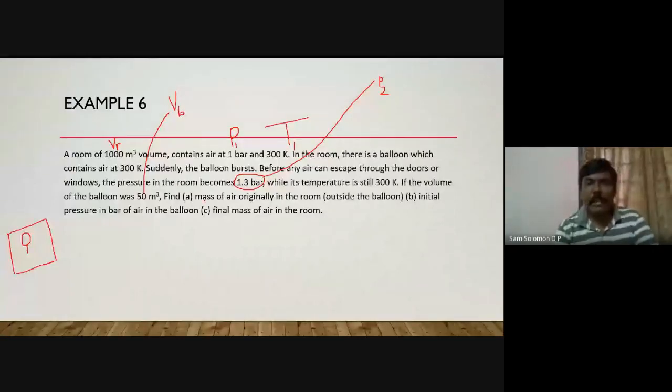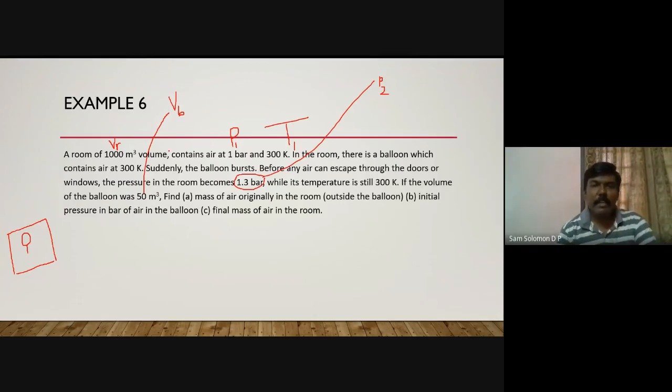Find the mass of air originally in the room. So they want us to exclude the balloon and find the mass of air originally in the room, that means before the balloon bursts. Then they want us to find the initial pressure in bar of air in the balloon, before bursting. And then they want us to find the final mass of air in the room. After bursting, what is the mass of air inside the room? Okay, so let's go step by step. This is the problem statement.